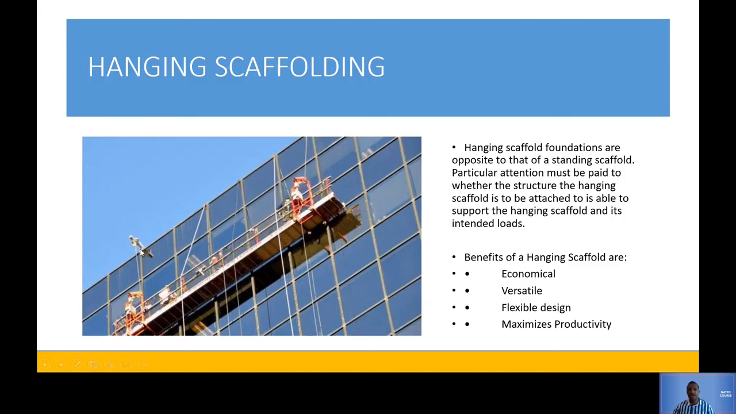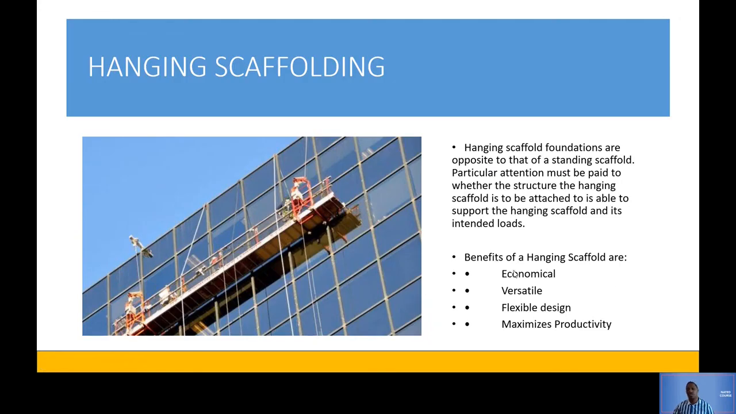Just make sure, as the first point, that where you are anchoring it, the top, is very, very strong and it can carry the different weights. Now, hanging scaffold foundations are opposite to those of standing scaffolds. Particular attention must be paid to whether the structure the hanging scaffold is to be attached to is able to support it. So, we've gone through this already, that where you will be hanging the scaffolding, it must be strong enough to carry the weight.